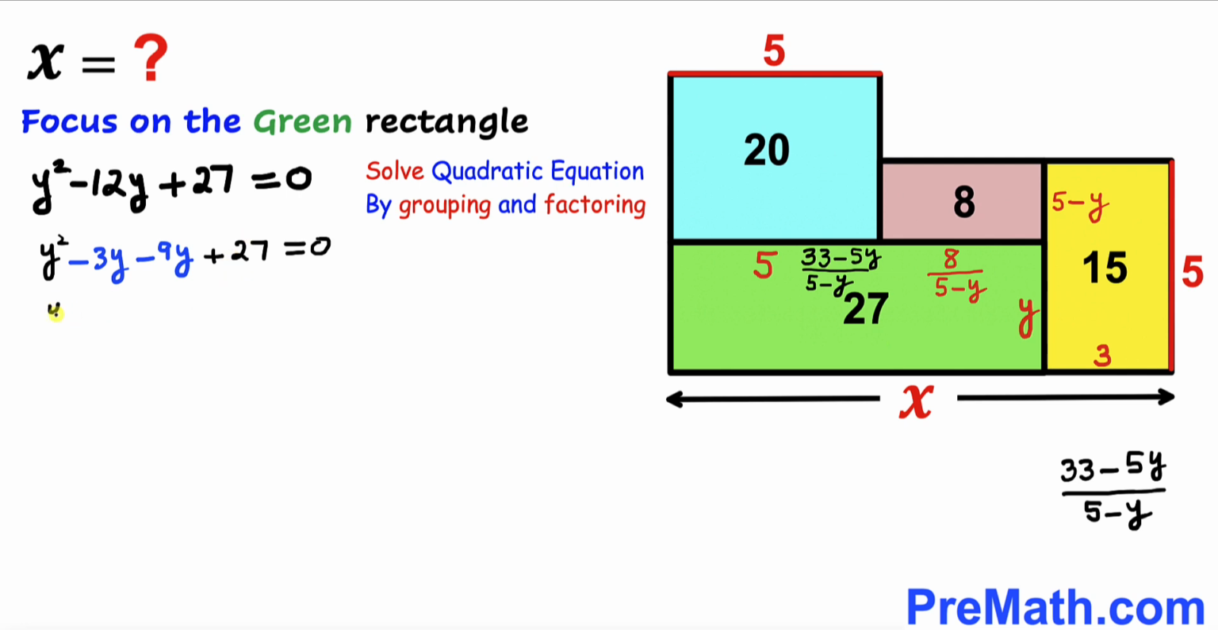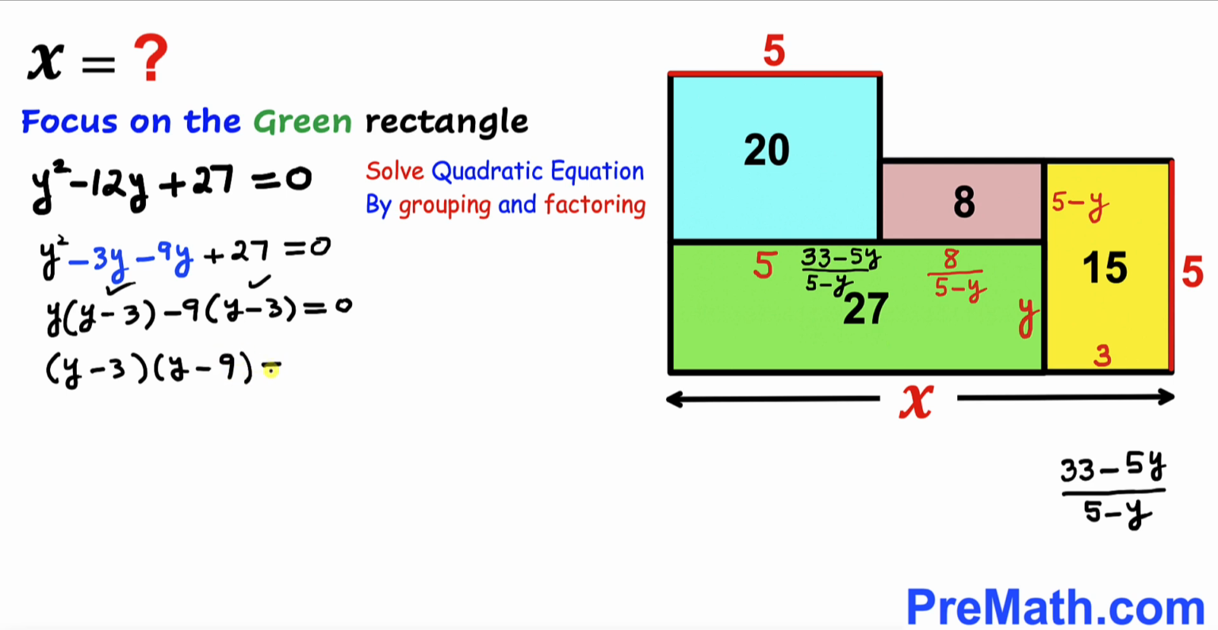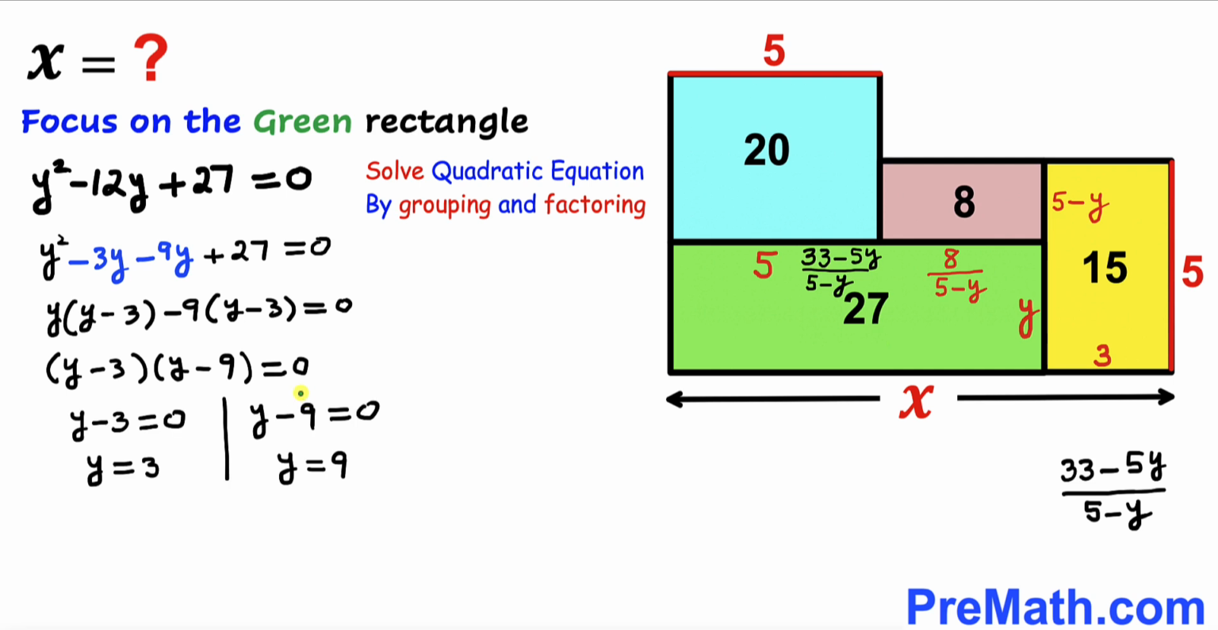So therefore we can write y times (y minus 3), and here I'm going to factor out negative 9, so this becomes (y minus 3) equal to 0, and here y minus 3 is in common, so I can write (y minus 3) times (y minus 9) equal to 0. Let's separate these factors. And if we separate these factors, our y values turn out to be 3 and 9.